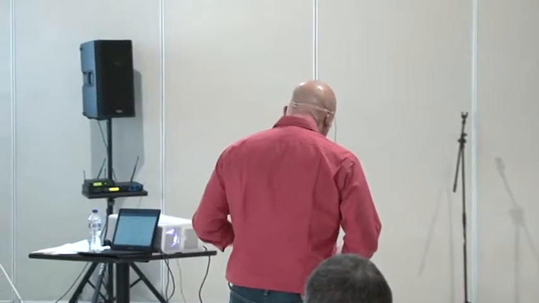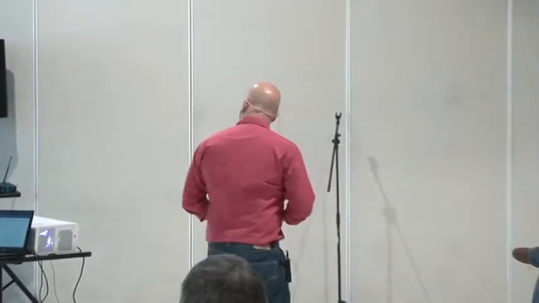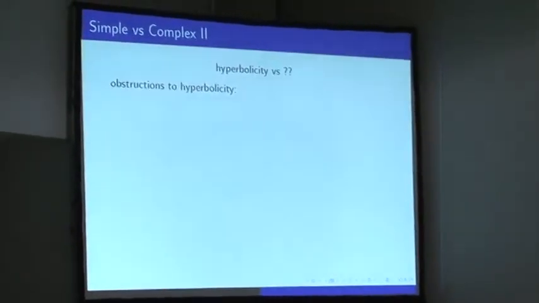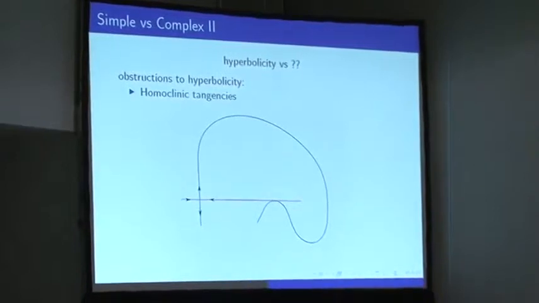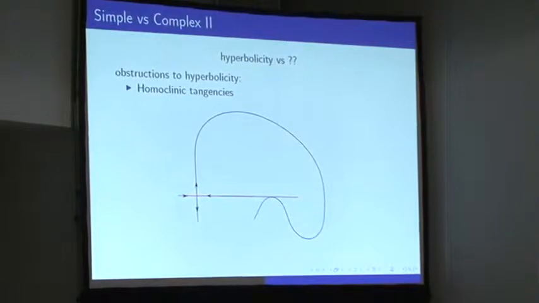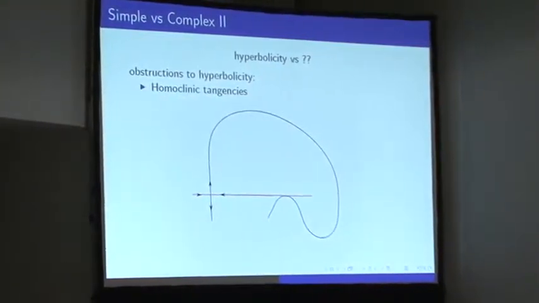So, after we understand hyperbolicity, now hyperbolicity becomes simple for us because we know and we understand. So, what is next? What are the complicated dynamics? We have two obstructions to hyperbolicity. The first one is what is called homoclinic tangencies. So here we have a fixed point. Here we have the unstable manifold. Here we have the stable manifold.